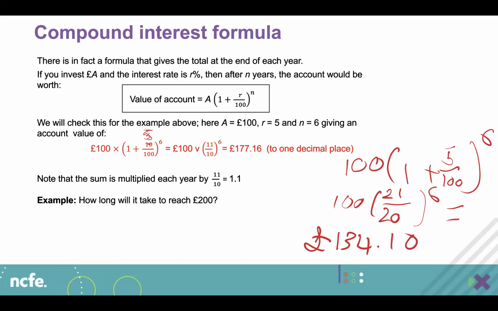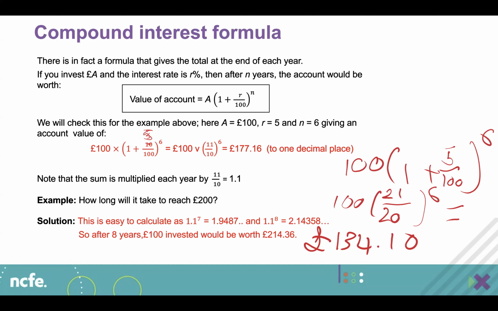How long will it take to reach £200? Should be easy to calculate as 1.1 to the power 7 is 1.9487, so 1.1 to the power 8 would become 2.14358. So after 8 years, £100 invested would be worth 214. It would take 8 years.